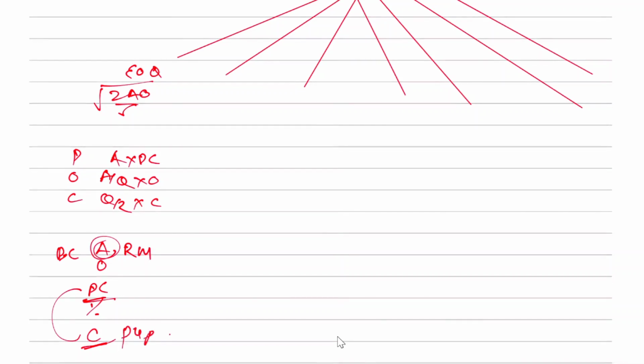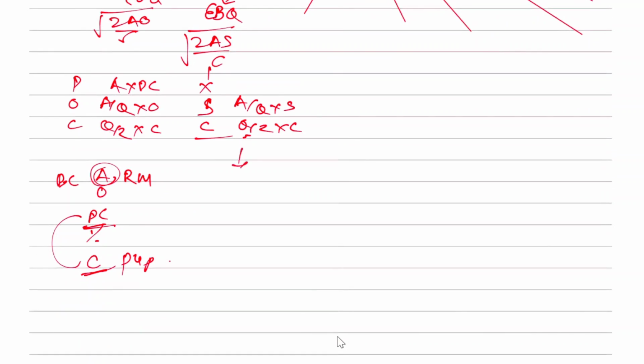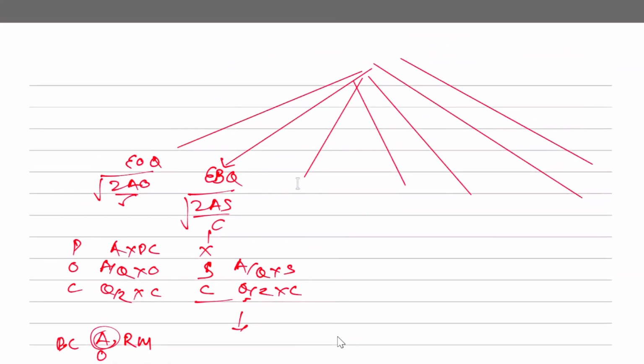Done. Now if I just talk about EBQ, तो EBQ में क्या रहेगा 2AS upon C under root. यहाँ पे again purchase cost will not come, only setup cost and carrying cost will come. Formulas will remain same. A by Q into S will come, Q by 2 into C will come. Ordering का S will become same. Okay, so that's it. And then after EOQ, EBQ, there are stock levels which we have discussed.